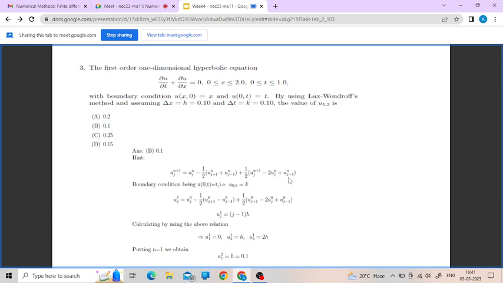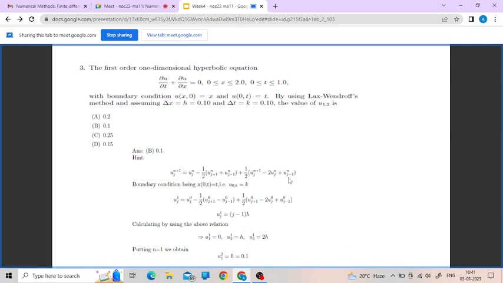Just verify till this step. So this will be equal to, now simplify it, so see what you are getting: theta into del u over del t at i comma j plus 1 minus theta into del u by del t at i comma j minus del t by 2 factorial into del square u by del t square.